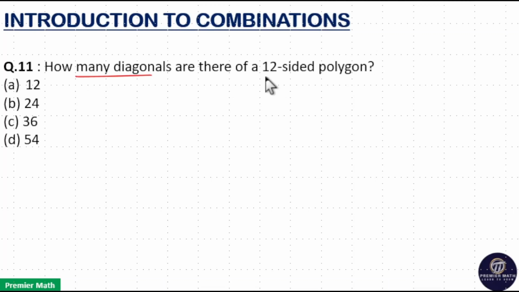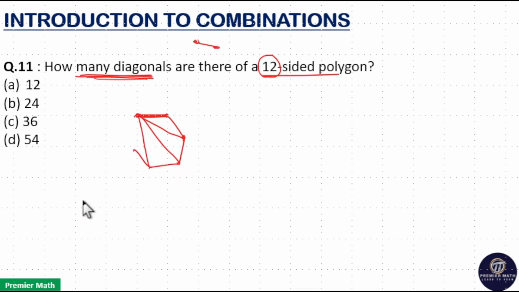How many diagonals are there for a 12-sided polygon? For a 12-sided polygon, there are 12 vertices. Now, to form a diagonal, you need 2 vertices. Okay, consider this as a 12-sided polygon. Now, when you take 2 adjacent vertices, these 2 vertices together form a side. But we need a diagonal. So, if you take this vertex, these 2 can form a diagonal. Same way, if you take these 2 vertices, these 2 can form a diagonal.